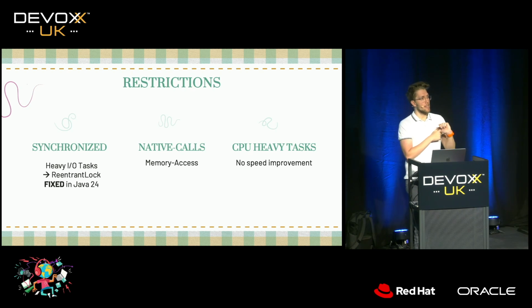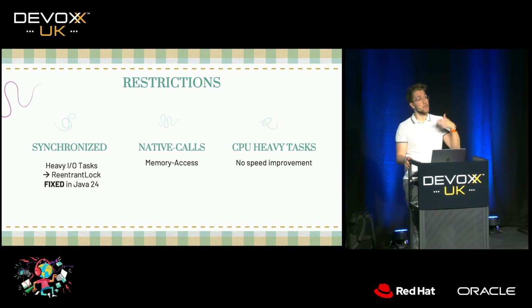Also, what are the restrictions we have? The first thing is, if you have synchronized blocks and you're not using Java 24, and you have heavy I/O tasks in your synchronized blocks, so if you're waiting in there for a long time, then you should replace this or exchange this with a so-called reentrant lock. Reentrant lock is also from Java, and they can handle the virtual threads in there. But if you have a synchronized block, then the virtual thread will get pinned onto the worker thread. But they fixed this in Java 24, so if you're using Java 24, you don't have to worry about this.